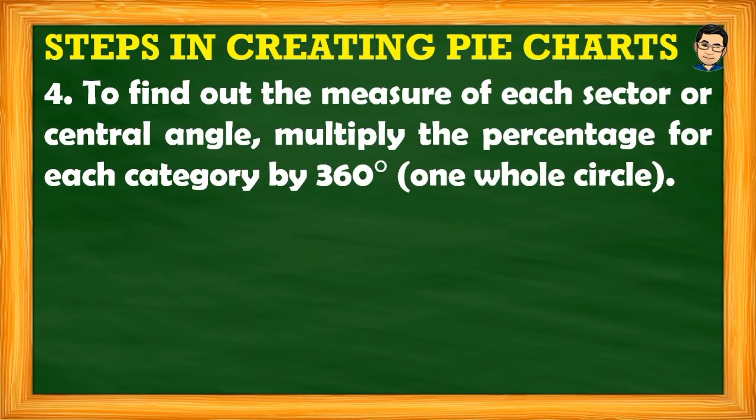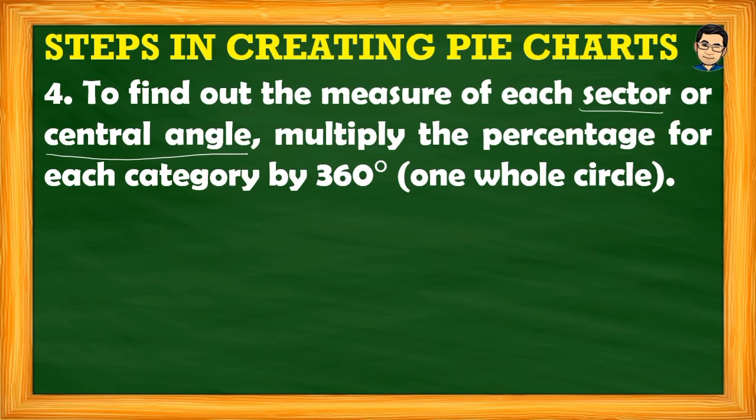Next, to find out the measure of each sector or central angle, multiply the percentage for each category by 360 degrees. So, sa pie charts, pinag-uusapan din po natin dyan yung sector or central angle. So, central angle, ito po yung angle na kung saan yung vertex niya is mismong nasa center ng circle. Okay, so para makukuha natin yung sukat ng angle na yun, yung sector, multiply natin yung nakuha nating percentage for each category, for each item, by 360 degrees.